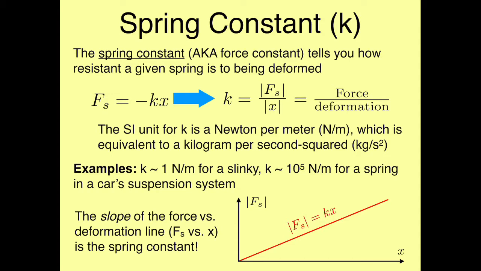So the spring force is just k times x. Again, just using absolute values, ignore the negative sign for now. And k times x is just an equation for a straight line that goes right through the origin. And remember that whatever goes in front of your x variable, whatever that constant is, is the slope. So in other words, the slope of this line is the spring constant. So if you make a graph of the spring force versus the deformation, it's the slope of that line that gives you the spring constant.